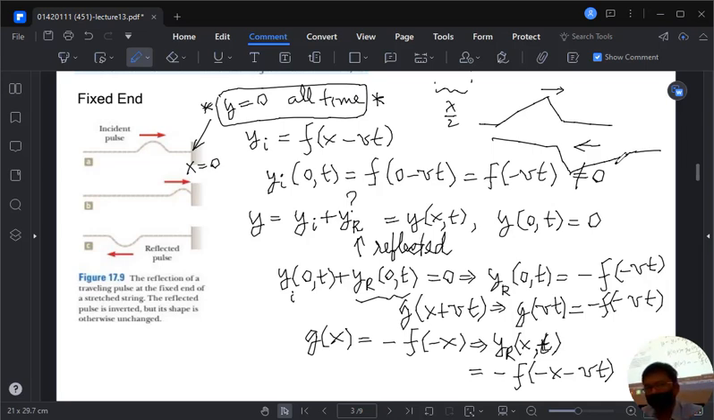It looks pretty much like the case we have here, except that in this case you have symmetry, so it's hard to see. So I pretend to write it in terms of a symmetric pulse, so you can see which one is front or back. It's going to look like this. This is y incident. This is y reflected. This is for a fixed end.